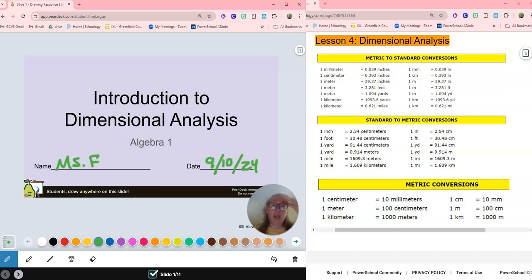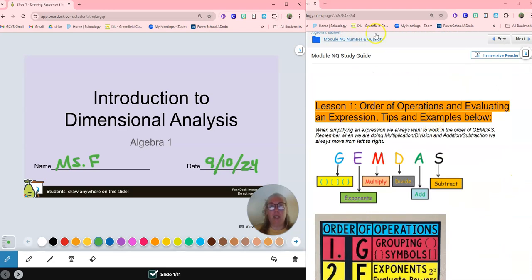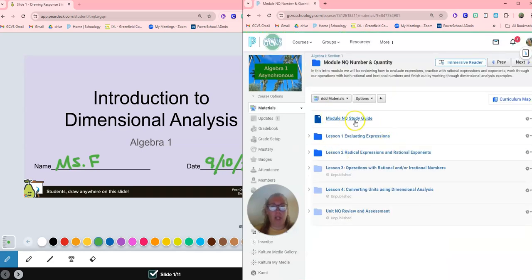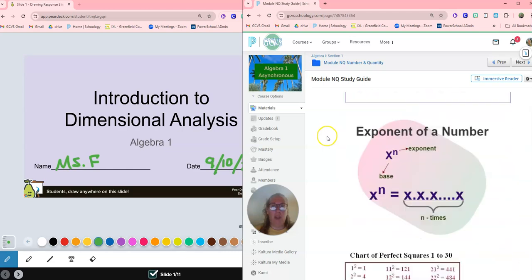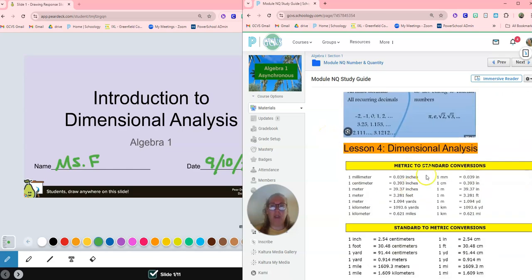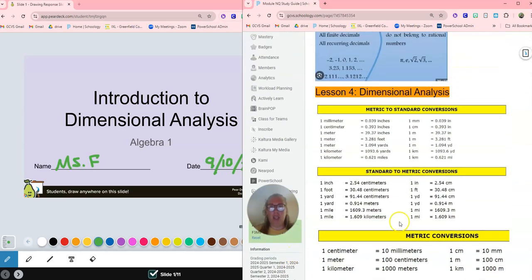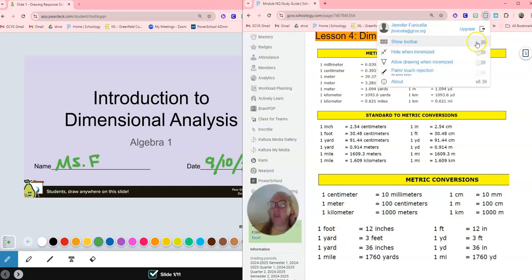Notice also on the right side of my screen I have our study guide pulled up. So this, just to show you if you have not noticed, is in the module NQ folder, right at the top, module NQ study guide. The reason that I have this pulled up is because as we're working through dimensional analysis, it's going to be super helpful to have these unit conversions right here on the side of my screen with me. So I definitely recommend you doing that.